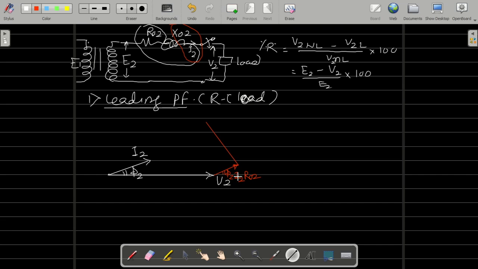I told you already, reactance will always be more than resistance, right? So I2 X02 will be more than this resistance, and the sum of the three, V2 plus this, is equal to E2. So E2 you will get here. Okay, so this is E2. This is the vector diagram.